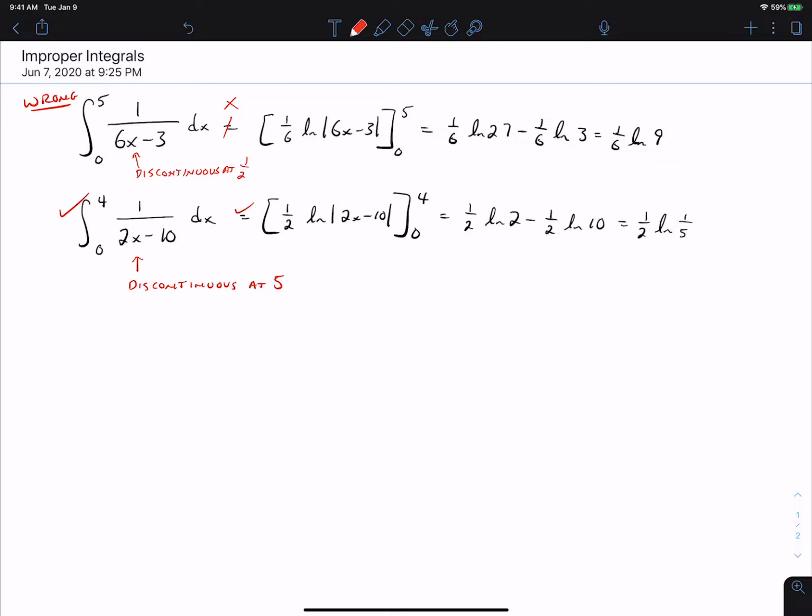The fundamental theorem of calculus says that what you're integrating needs to be continuous on the interval [a, b]. So the function would need to be continuous from 0 to 5 on the first problem, and it's not. The function needs to be continuous from 0 to 4 on the second problem, and it is. And so the second problem is fine, the first problem is not. The first problem is an example of what we call an improper integral, and we're going to look at several of those.